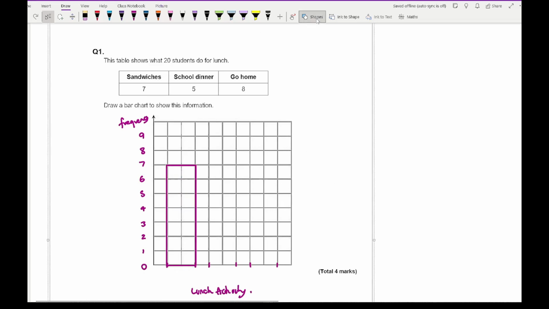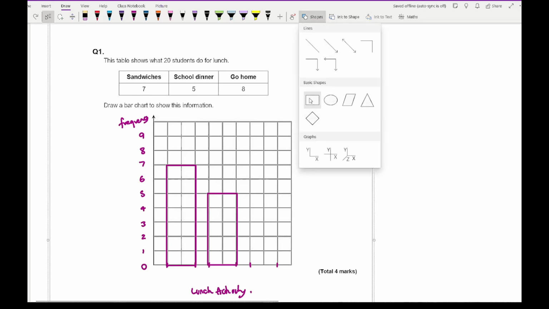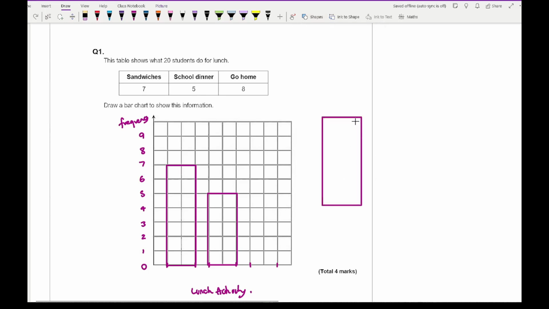Then if I draw another one for school dinner, and that's going up to 5. Again, I want to try and be as neat as possible. And the last one is 8. And that's going up there. And then all that's left for me to do is just label.